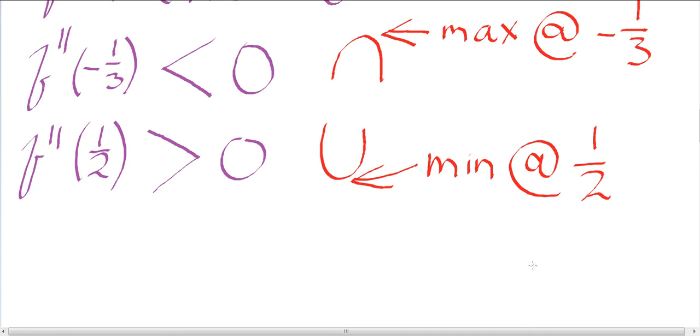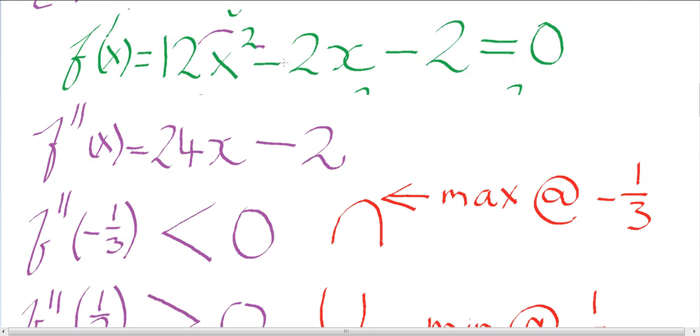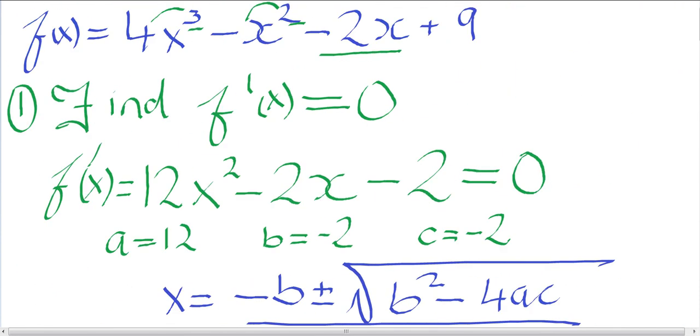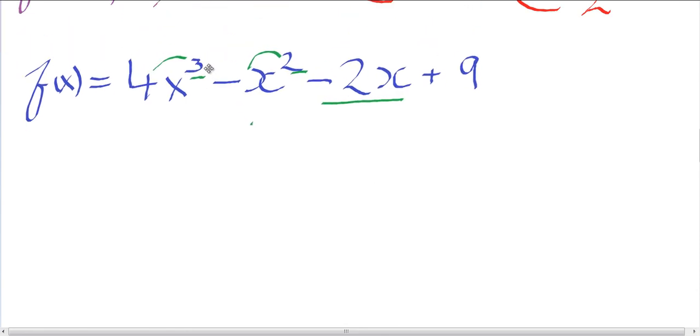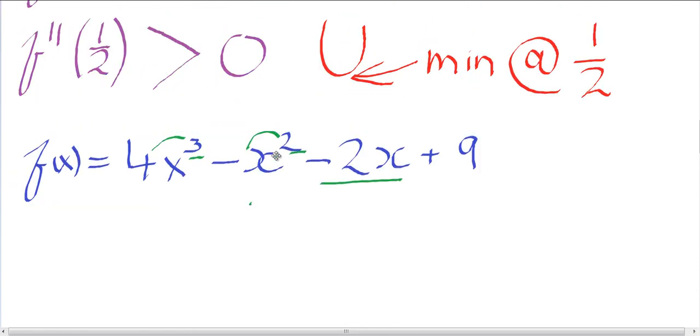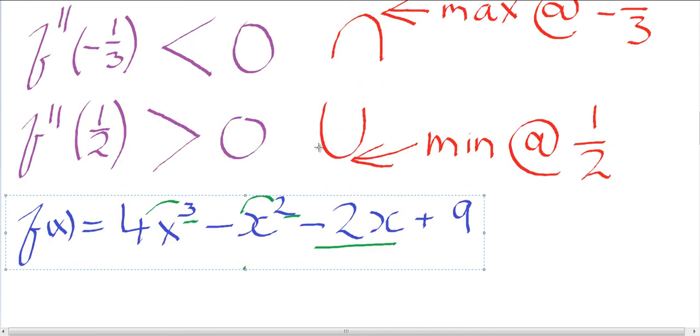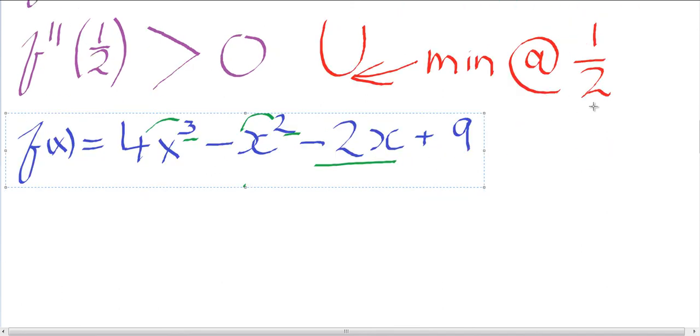I need to go back to the original function and sub the stationary point in. So let's steal again. I'm going to copy this down. I have limited space in my whiteboard here, so I'm just going to take this down again, the original function. So I have f of x equals that there. So there was a max at minus a third. So sub minus a third in to get what the actual maximum is.